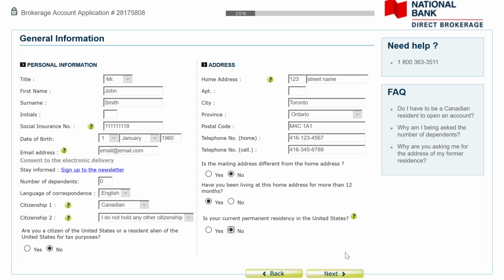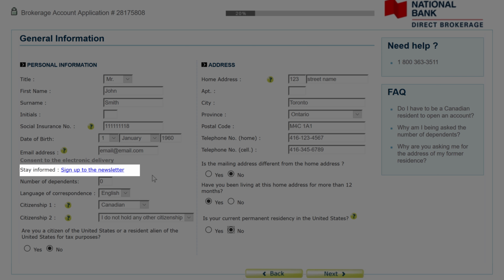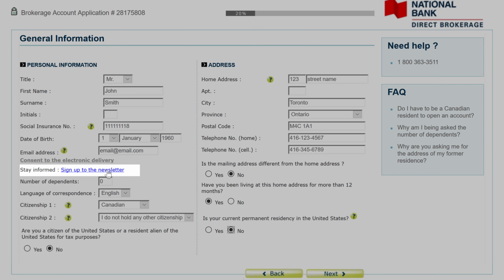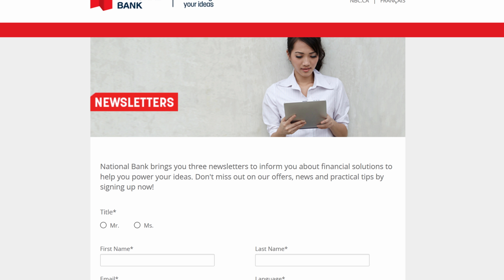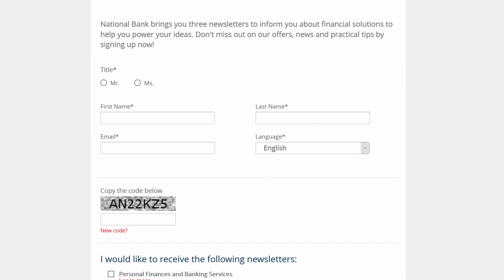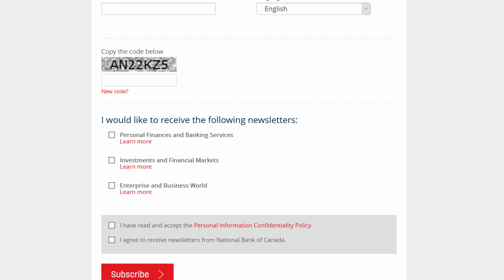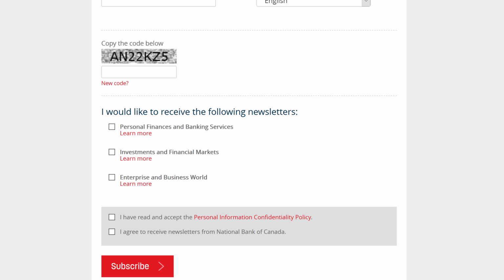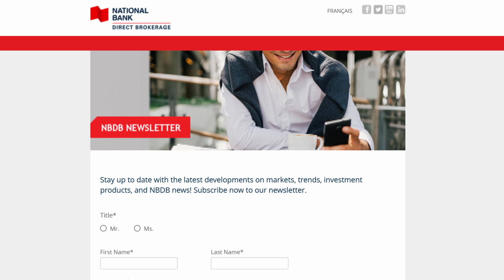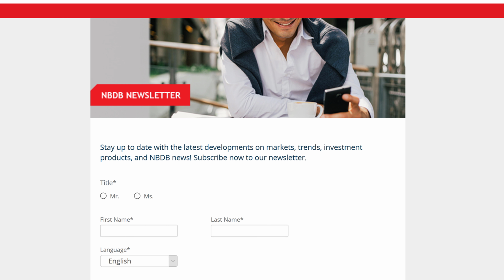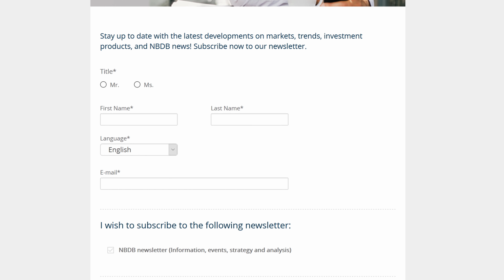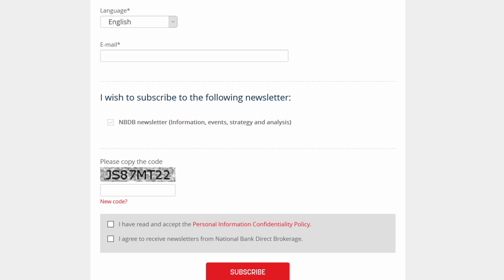At any point in the process, you can move your cursor over the question mark to get more information about the requested section. Take this opportunity to subscribe to our newsletter. The newsletter is divided into 3 main topics: personal finances and banking services, investments and financial markets, and enterprise and business world. Once all the required information is completed, click on subscribe. You can change your preference at any time in the future.